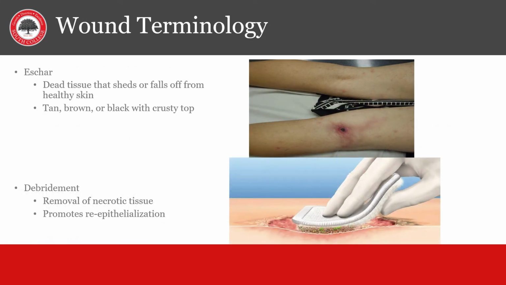An eschar is dead tissue that falls off a wound, like a really thick scab. Debridement is removal of dead tissue that promotes new skin formation.